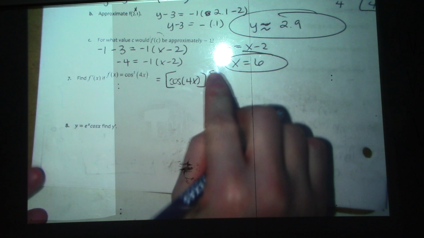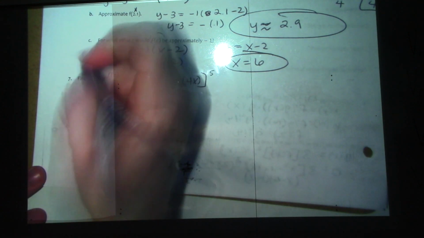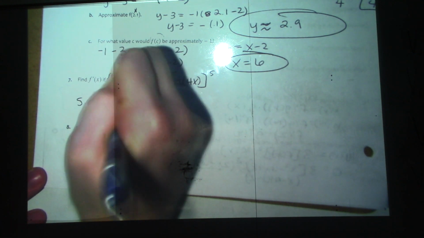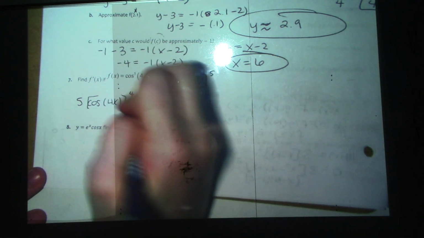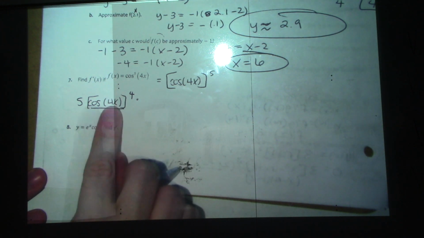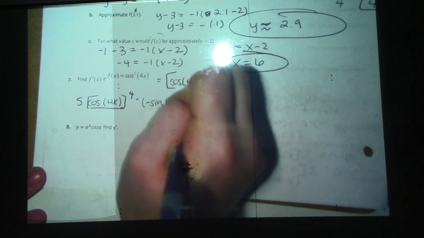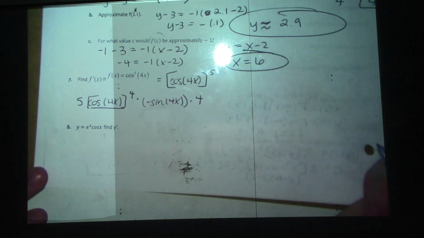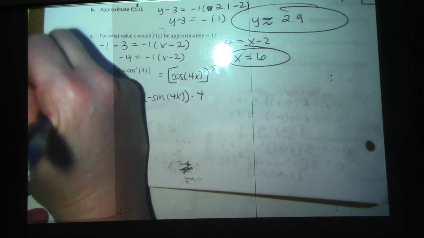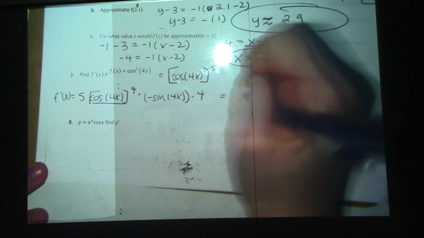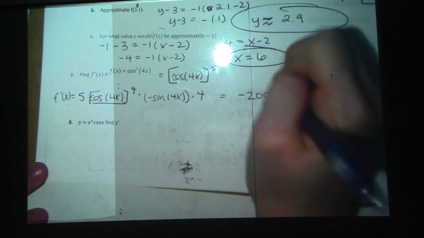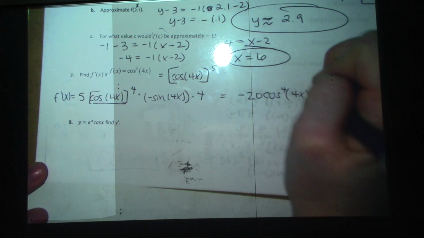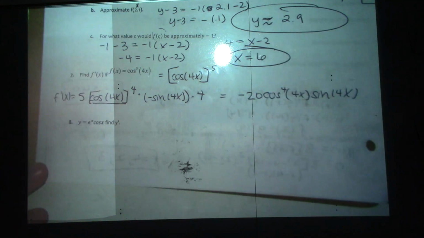This is my outside function, so I'm going to work outside in. So I'm going to bring down the 5. That's going to be now cosine of 4x, now only to the 4th power. Now I need to take the derivative of the inside, which is cosine of 4x. Derivative of cosine of 4x would be negative sine of 4x. And then I still have one more inside because I've got this 4x, so I need to multiply by that derivative, which is 4. So then this is my f prime, by the way. So then this is just going to become negative 20 cosine to the 4th of 4x times sine of 4x. And that would be your answer.